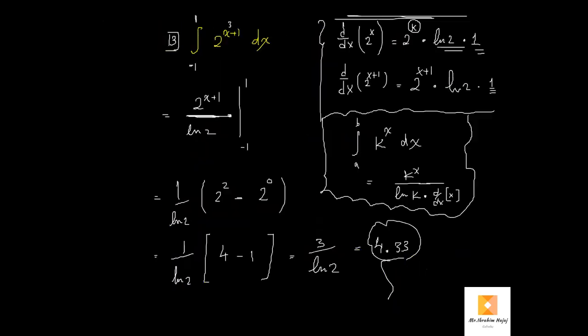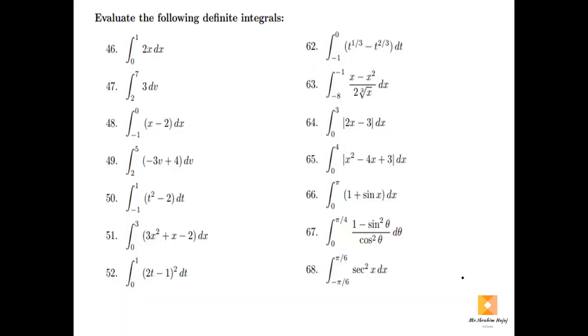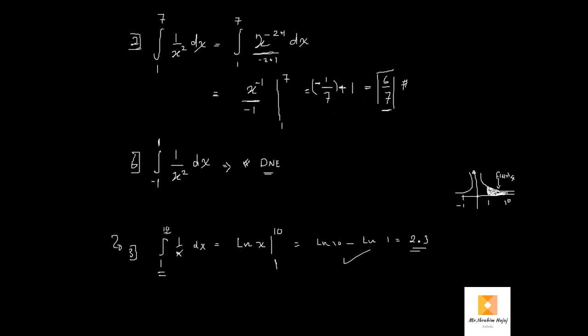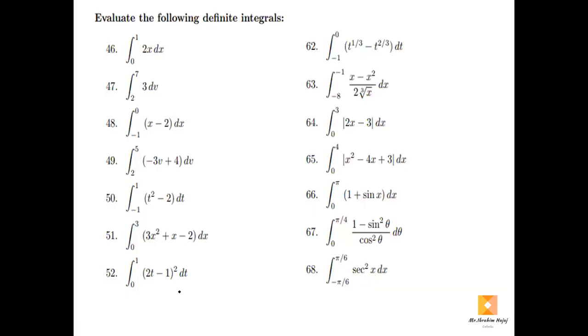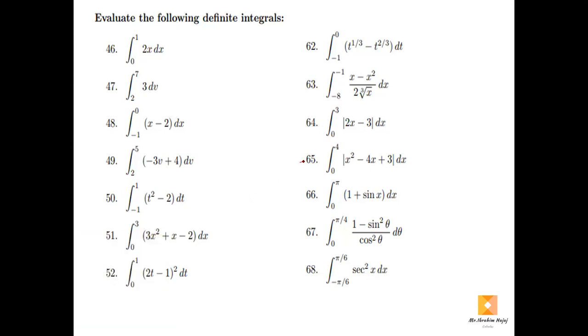We have question 65: from 0 to 4 of the absolute value of x squared minus 4x plus 3. Let's change the color and solve 65, 67, and 68, and then return to question 65. But now 66, it's easy.